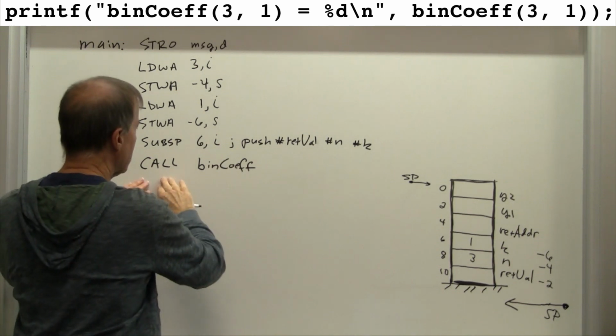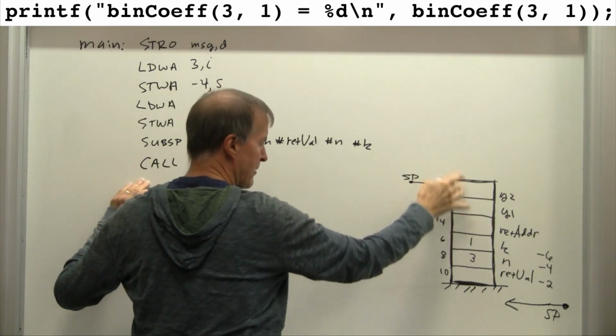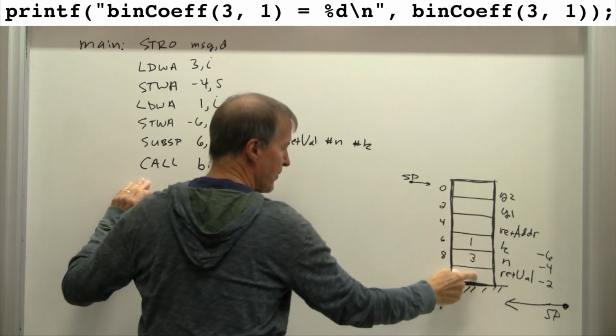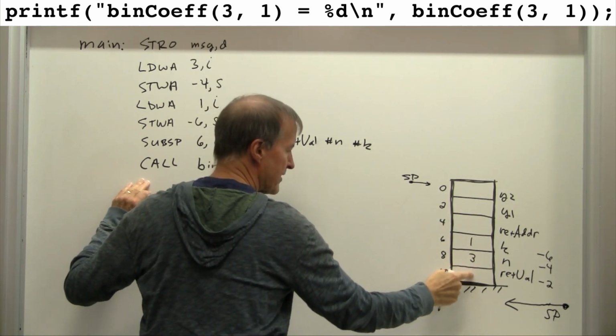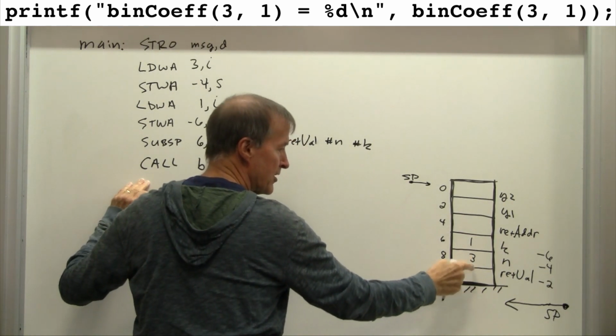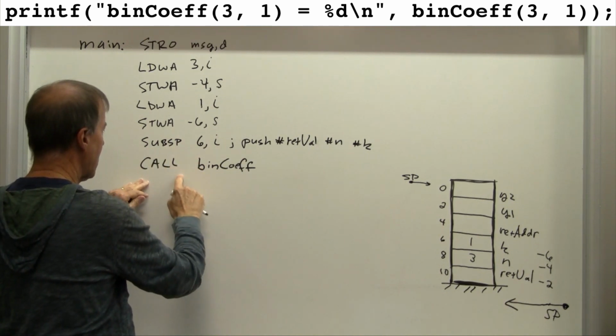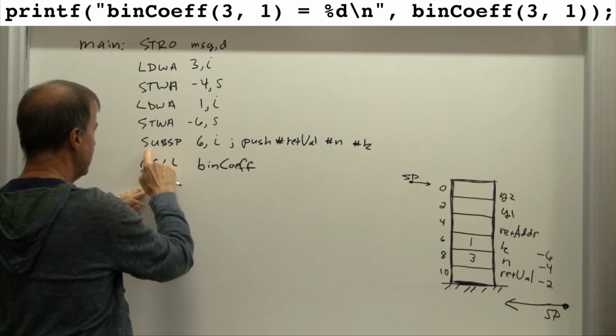Now, when we call bin coefficient, it will go up there and do its computation. And furthermore, it will put the what? The return value here, right? Are you with me? It will put the return value here. So now what we have to do is, we do a sub SP, we do a call, and then after we do the call, what do we do?